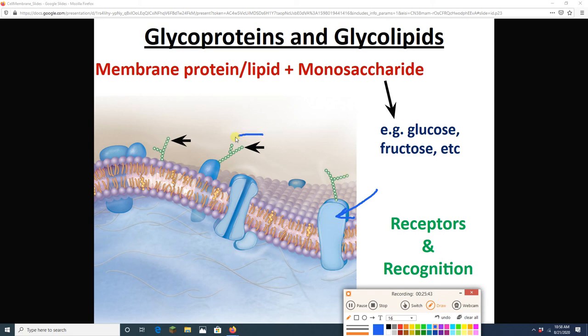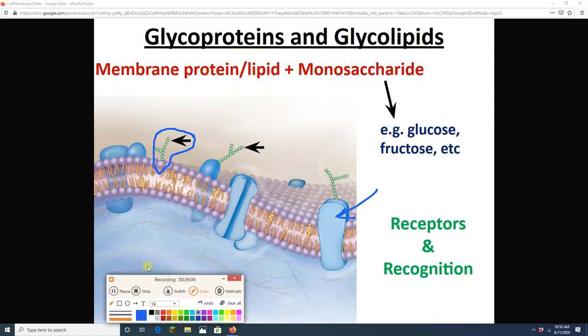Over here we have a glycolipid. No, sorry, that's not a glycolipid. Let's undo that one. There's my glycolipid right there. A phospholipid with a sugar chain attached to him. The sugar, by the way, is usually a string of monosaccharides. Okay? So a string of simple sugars.